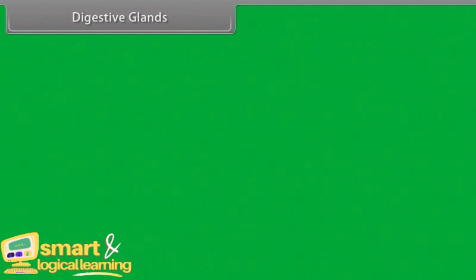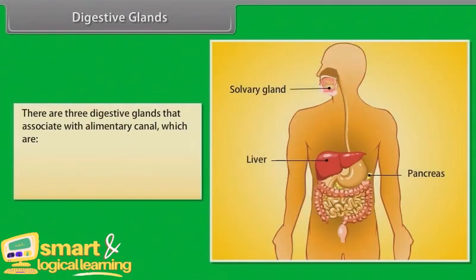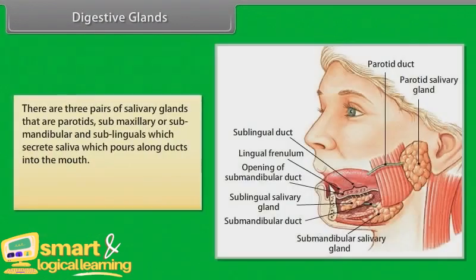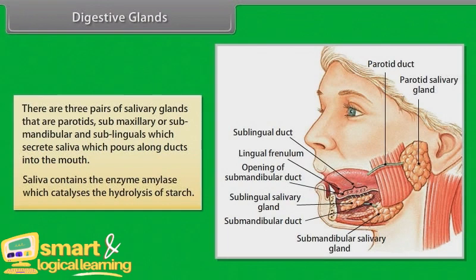Digestive glands. There are three digestive glands that associate with the alimentary canal, which are salivary glands, liver, and pancreas. There are three pairs of salivary glands: parotids, submaxillary or submandibular, and sublinguals, which secrete saliva, which pours along ducts into the mouth. Saliva contains the enzyme amylase, which catalyzes the hydrolysis of starch.